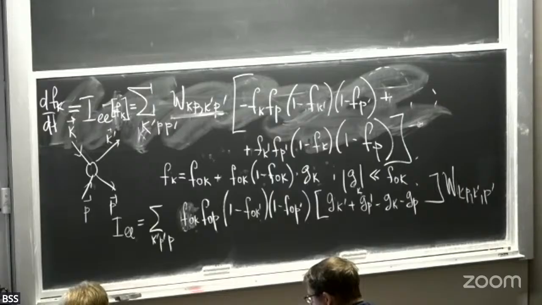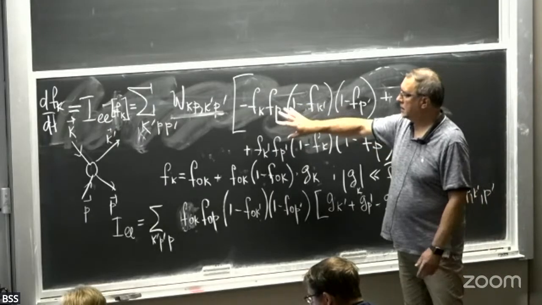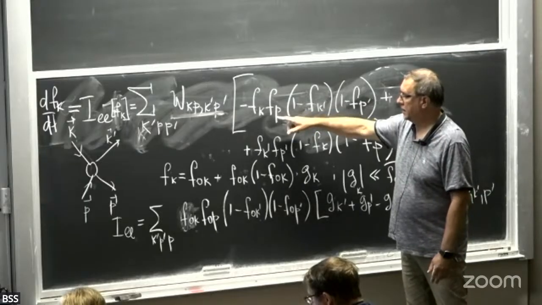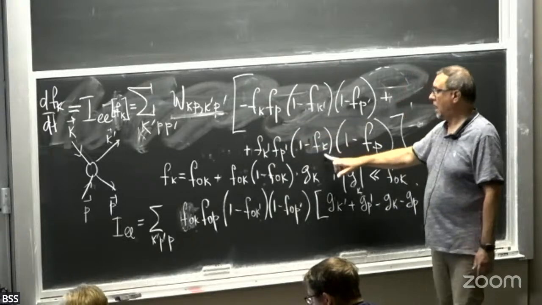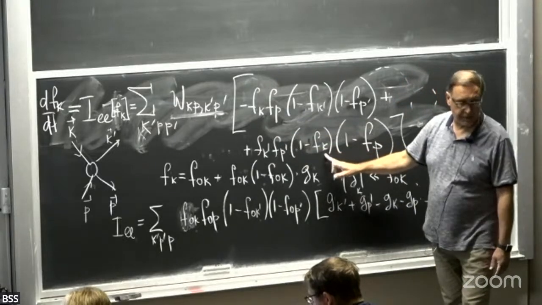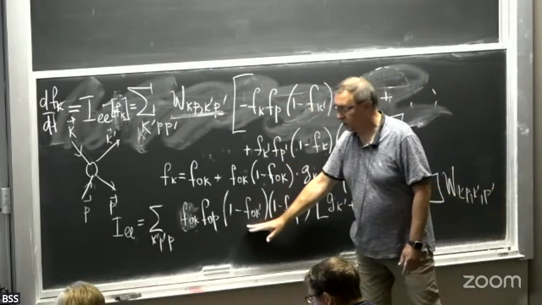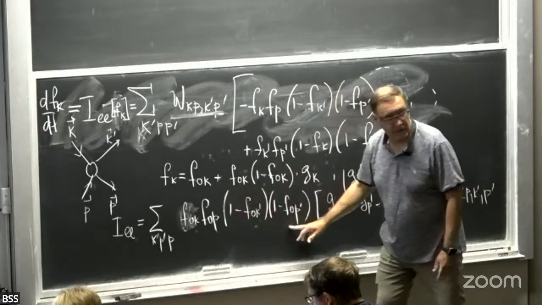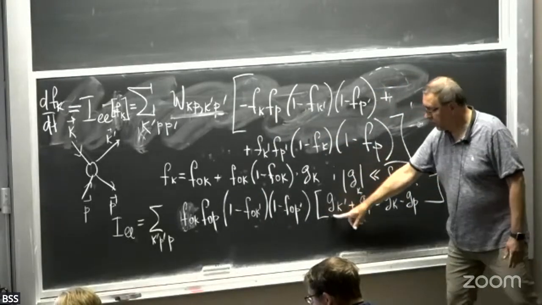The first line has k, p going to k prime, p prime, and the other has k prime, p prime going to k, p. This is the process in which you lose particles with momentum k. This is the process where you gain particles with momentum k. But when you linearize, everything is reduced to this. So these are equilibrium functions. These are still non-equilibrium functions. And the non-equilibrium part is only here.